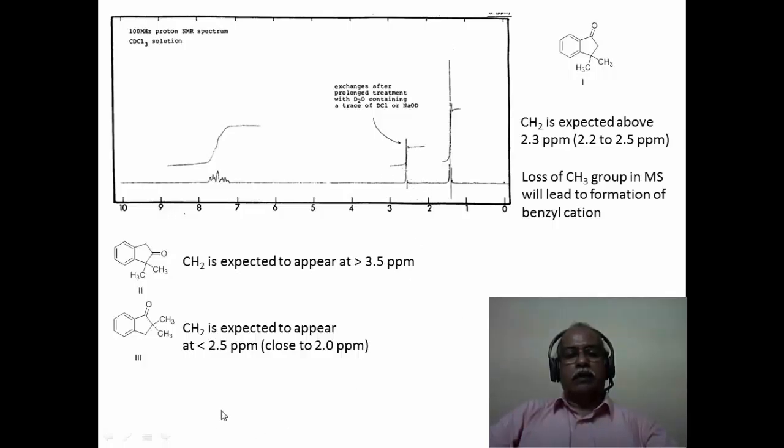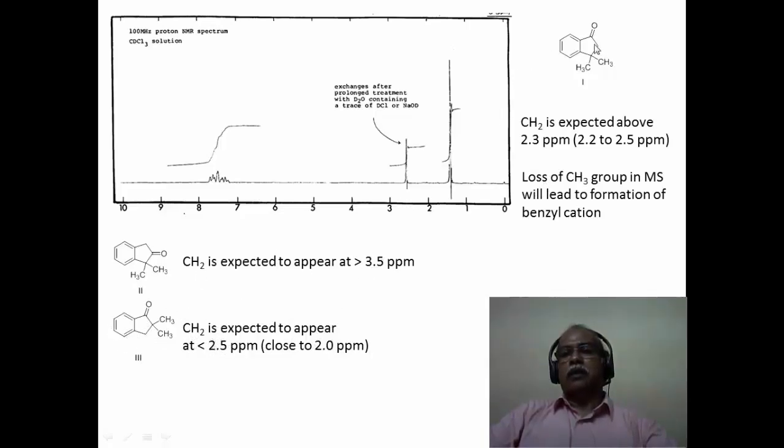And in this particular case, this CH2 is expected to come around less than 2 ppm. But it is coming at more than 2.5 ppm, because this is like a toluene CH2, and that will not be more than 2 ppm or so. So the fact that it is more than 2.5 ppm rules out this structure also.